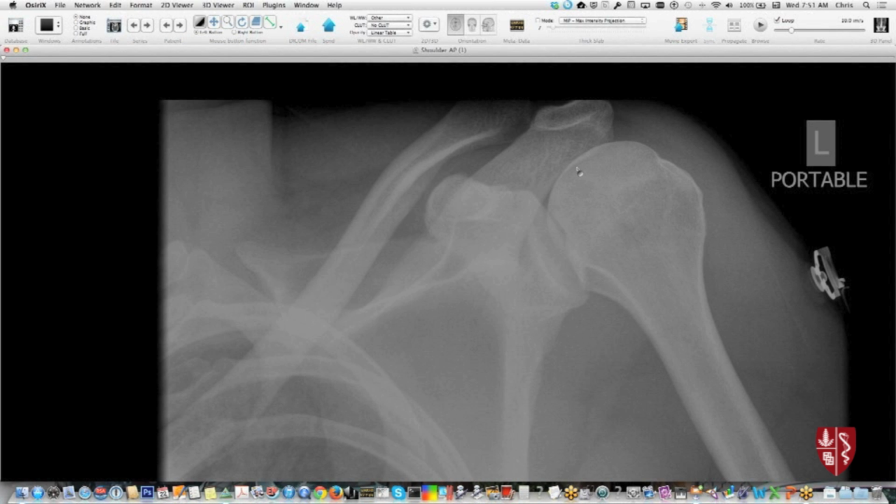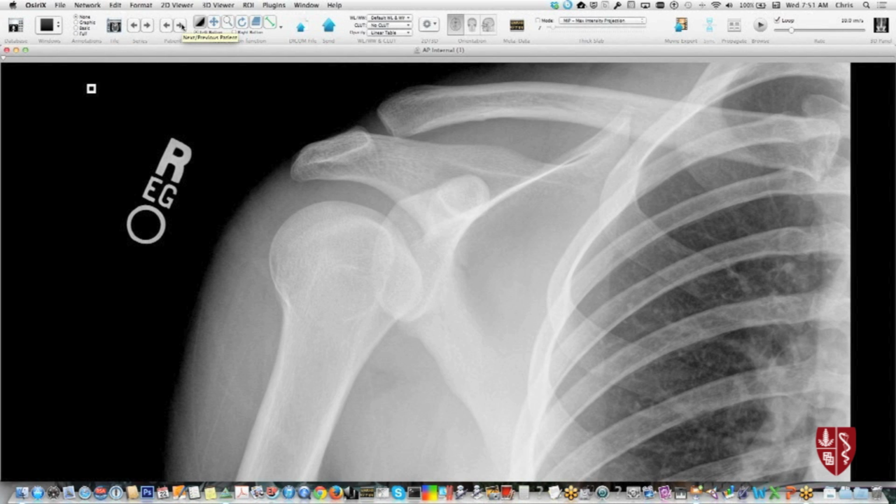Relocated, you can see a better alignment, humeral head now overlapping somewhat with the glenoid. There may be some flattening of the humeral head from an impaction deformity there.